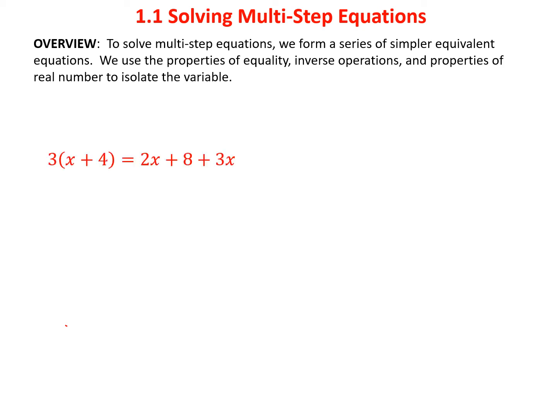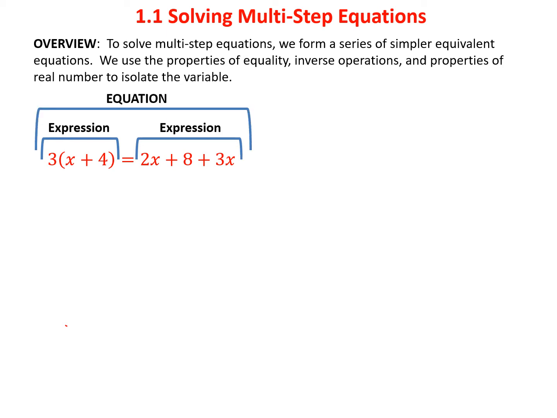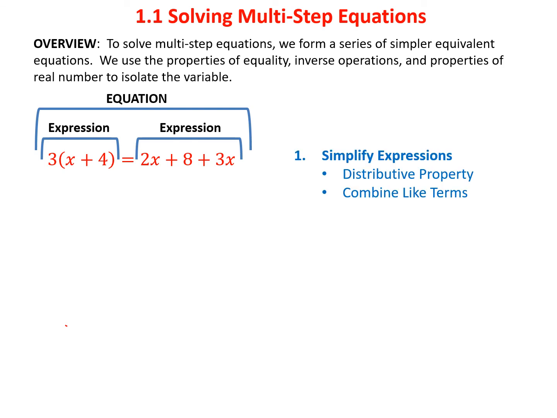Consider this example. In this case, I have 2 expressions that are equal to each other. When you have two expressions equal to each other, that's called an equation. The first thing we want to do is to simplify each of the expressions. And we can do that on the left side and the right side using two properties. We can use the distributive property.